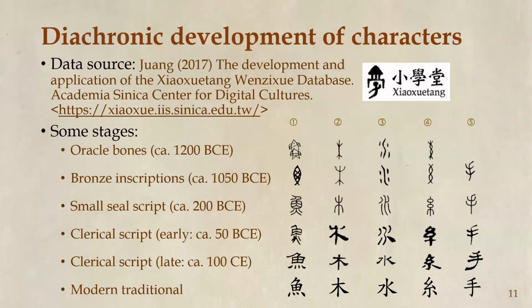But I want you to look instead horizontally across each of these script systems. So small seal script, you can see that there's a kind of sameness, a kind of similar look to all of these characters. And likewise for the modern traditional, they have their own look internal to the system.